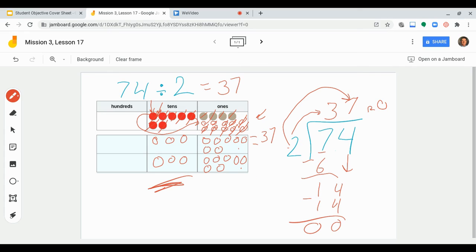The main skill that you're working on today is when you have a 10 or more left over, you have to unbundle that and turn it into 10 new ones, and then distribute those. And you're going to work on that skill throughout today's lesson.